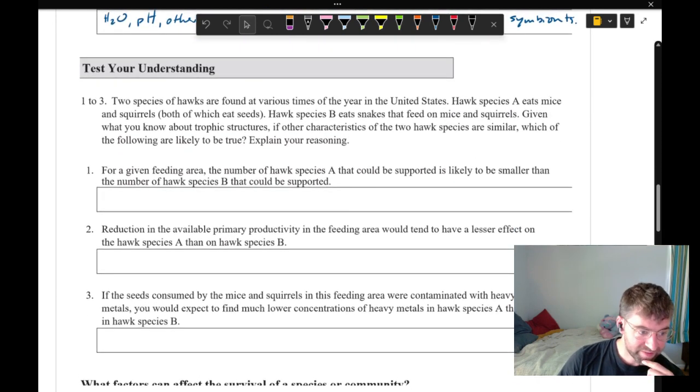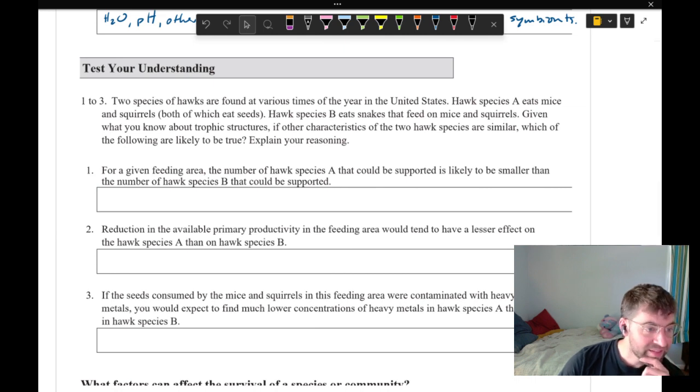Testing your understanding. Two species of hawks are found at various times of the year in the United States. Hawk species A eats mice and squirrels, both of which eat seeds. Hawk species B eats snakes that feed on mice and squirrels. Given what you know about trophic structures, if other characteristics of the two hawk species are similar, which of the following are likely to be true, and explain your reasoning?